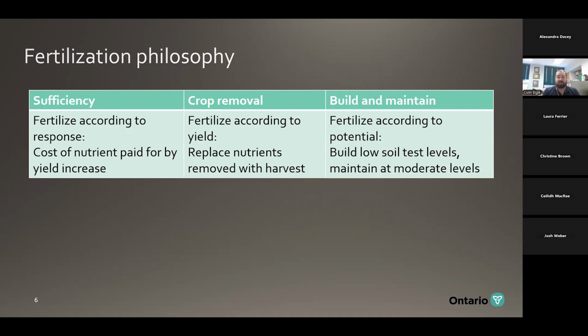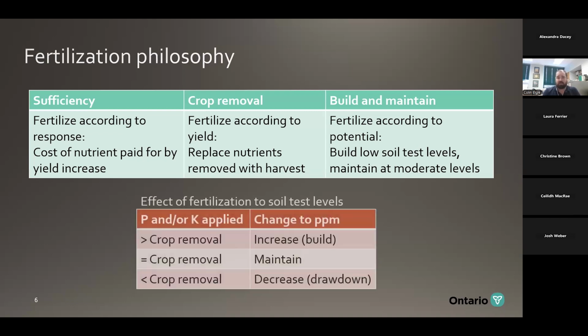And so in some cases, you can go very in depth, look at all the micronutrients, the secondaries, but in a lot of cases, we're talking about those ones that we remove in large amounts, the phosphorus and potassium, and really replacing those nutrients more or less as they come off with yield.